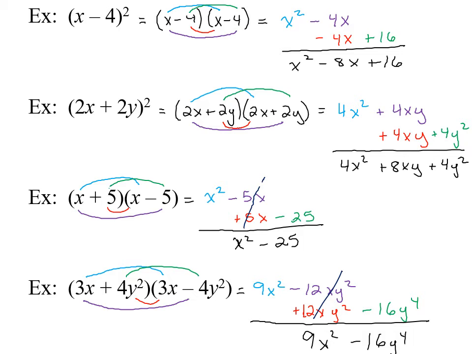You may also notice that the perfect square trinomials, or in this case, the difference of squares, they all have numbers that are perfect squares in them. Like the first one has 16 in it, which is 4 times 4. The second one has 4s in it, which is 2 times 2. The third one has 25, which is 5 squared, and the last one has 3 squared and 4 squared.